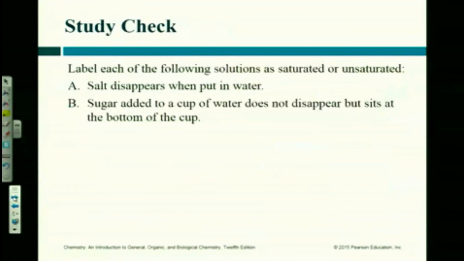Now, salt disappears when put in water. Does that mean the solution is saturated or unsaturated? Unsaturated. It's unsaturated. If it was saturated, it wouldn't dissolve. It would just settle down to the bottom.